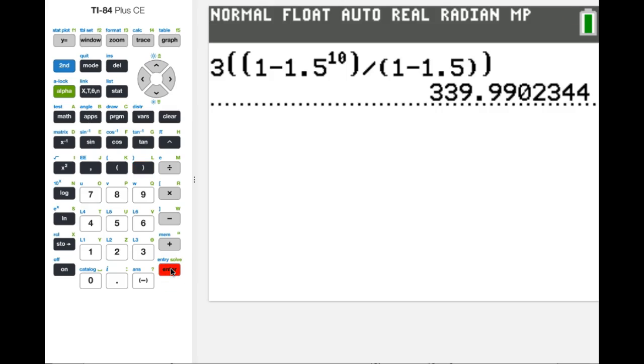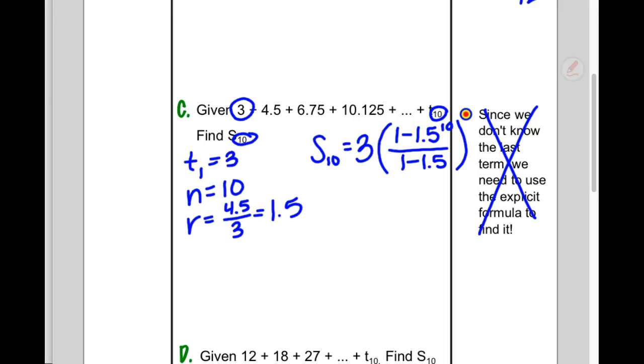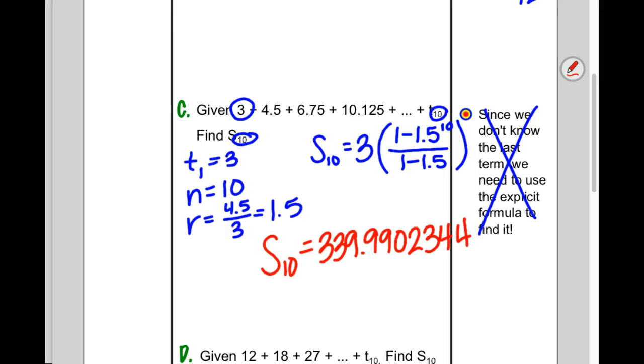We hit enter. And our answer is 339.9902344. And the question always comes up, should we round? No. Because while this will come out, we're pretty darn close to 340. We're not quite at 340 there because, you could see how the decimals were getting more decimal places, more decimal places, more decimal places. So we write exactly what we have. So that means that S of 10 equals 339.9902344. No, I did not have that memorized. I have it written down in front of me.